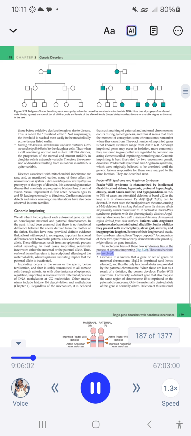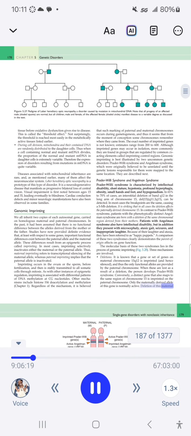Three mechanisms are involved. Deletions. It is known that a gene or set of genes on maternal chromosome 15q12 is imprinted and hence silenced, and thus the only functional alleles are provided by the paternal chromosome. When these are lost as a result of a deletion, the person develops Prader-Willi syndrome. Conversely, a distinct gene that also maps to the same region of chromosome 15 is imprinted on the paternal chromosome. Only the maternally derived allele of this gene is normally active.